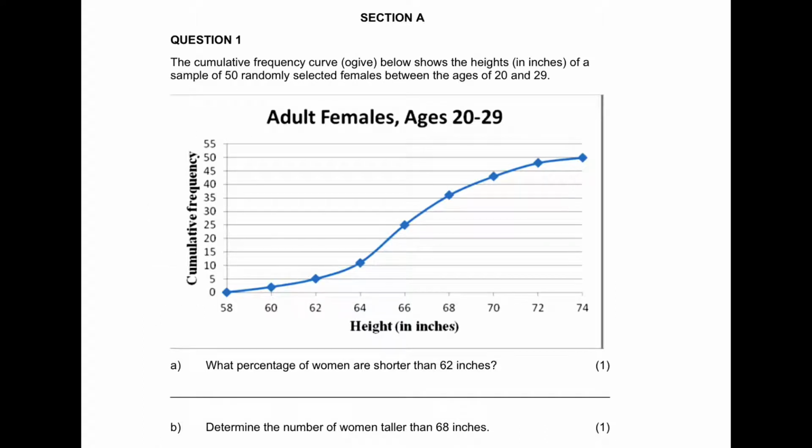For question 1, the cumulative frequency curve below shows the heights of a sample of 50 randomly selected females between the ages of 20 and 29. So on the y-axis, we have the cumulative frequency, that's the count of how many girls, and on the x-axis, we have their height in inches. All right, so the total of 50 does correspond to the highest cumulative amount.